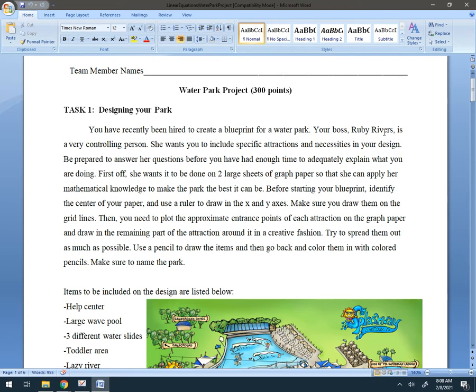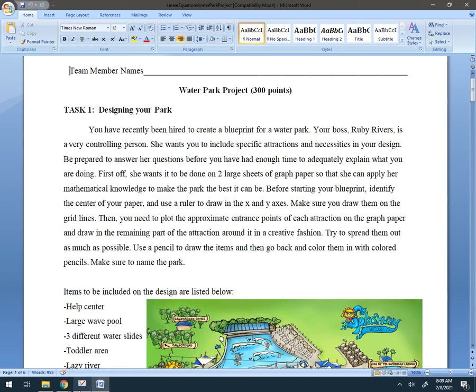Your boss, Ruby Rivers, is a very controlling person. She wants you to include specific attractions and necessities in your design. Be prepared to answer her questions before you have had enough time to adequately explain what you are doing. First off, she wants it to be done on two large sheets of graph paper so that she can apply her mathematical knowledge to make the park the best it can be.